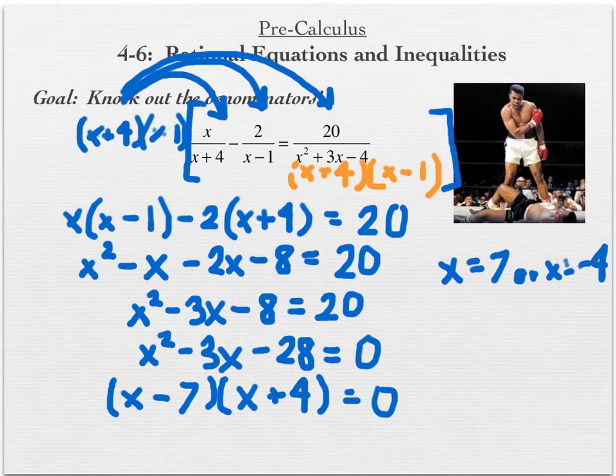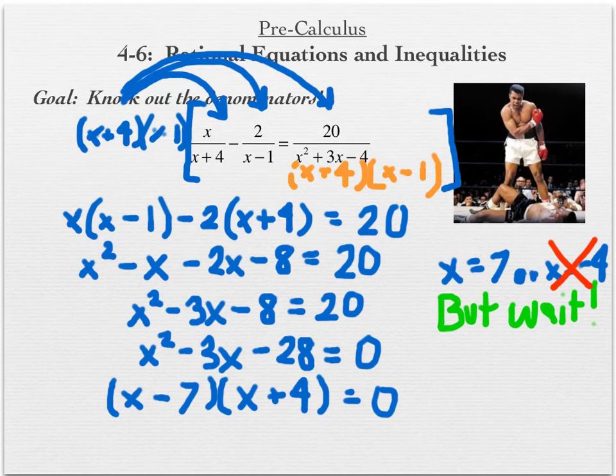But here's the thing to watch out for. But wait, those may not be my answers, and the reason is I better go back and make sure that neither of those answers make the denominator of my original equation equal to 0. And sure enough, you would see that this negative 4, if I put that back in the original one, makes this denominator equal to 0, which is bad. So my actual answer then is I have to cross out this negative 4. That can't be an answer. And my only answer here is just x equals 7.